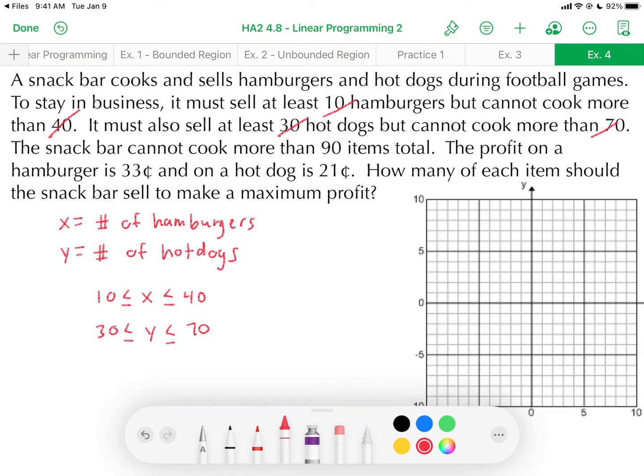Okay, but then I have the stipulation on how much total I can cook between the two. It says I cannot cook more than 90 total items. Who knows why? Maybe you just don't have the time to. Maybe we don't have the staff to. Who knows? Okay, but what would be an inequality for that constraint? Yep, X plus Y less than or equal to 90.